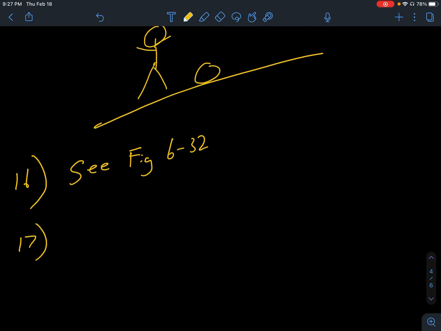17, 2 identical arrows, one with twice the speed as the other. They're fired into a bale of hay. So the hay is used to stop it. And we're assuming that everything is constant friction-wise with the arrows in the hay. The faster arrow will penetrate how much further than the slower arrow? So let's see what we're doing.